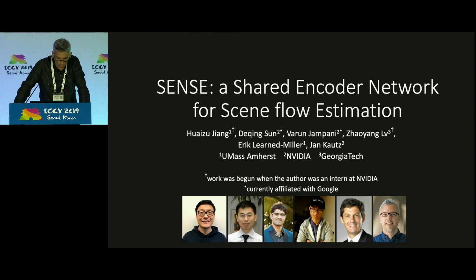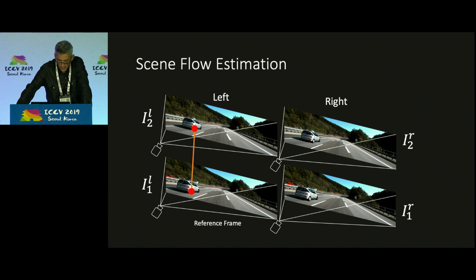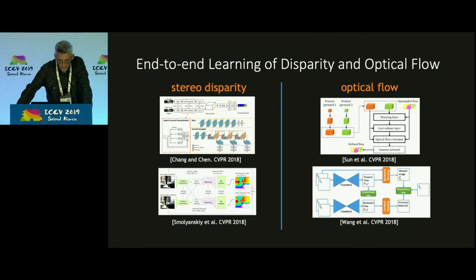This is work mostly by Jiang, but he couldn't come due to visa reasons, so I'll be presenting for him. This work is about scene flow estimation, and in scene flow estimation we have a stereo pair of cameras and a video from each one, and we're trying to establish correspondences among sets of 4 frames at a time. Starting with a reference frame in the lower left corner, we want to compute correspondence to the future frame of the left camera, but also to the stereo pair frames from the right camera. If we can compute all these correspondences, we can then compute disparity and optical flow at the same time.